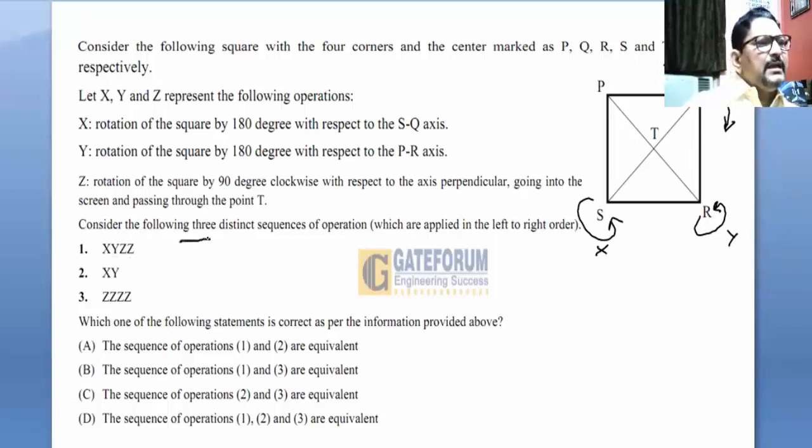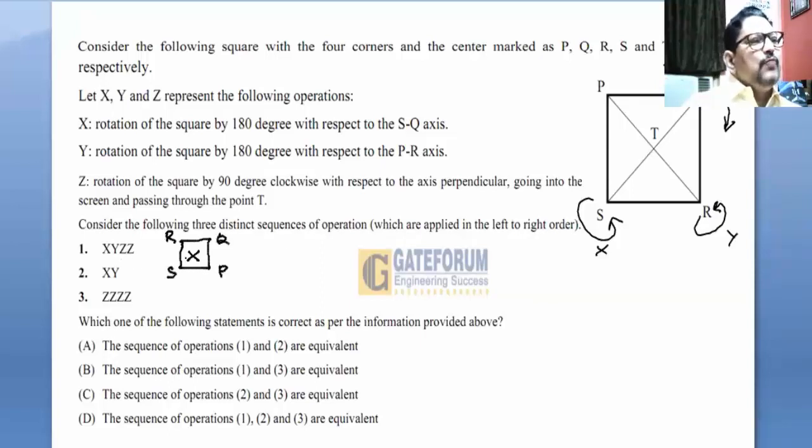First, I am applying X, Y on this square. I am applying X on this square. So X means I am rotating 180 degrees along the cube. So now R will go on this side. So this will be R, this will become P, and this will remain the same.